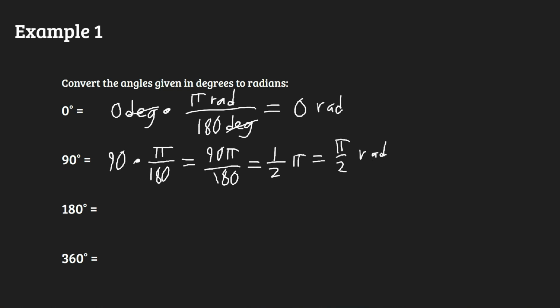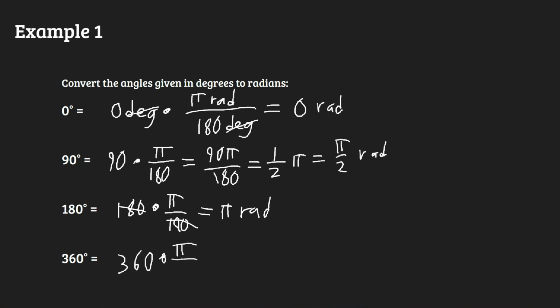Now for 180 degrees, again, just the same process. 180 degrees times pi radians divided by 180 degrees. This one's kind of easy, right? Just because we can cancel out the 180s there, and we're just left with pi radians. And then for 360 degrees, we're just going to do 360 degrees times pi radians divided by 180 degrees, and we'll end up with 360 pi divided by 180. And this is just going to be equal to 2 pi radians. And this makes sense, right? Because remember, 2 pi radians is equal to 360 degrees.